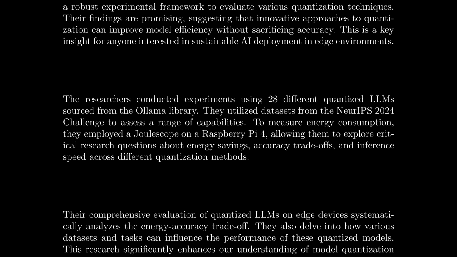The researchers conducted experiments using 28 different quantized LLMs sourced from the Llama library. They utilized datasets from the NeurIPS 2024 challenge to assess a range of capabilities. To measure energy consumption, they employed a jouloscope on a Raspberry Pi 4, allowing them to explore critical research questions about energy savings, accuracy trade-offs, and inference speed across different quantization methods.